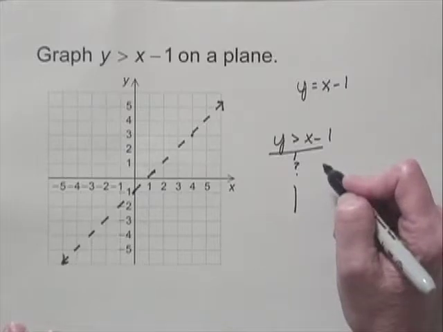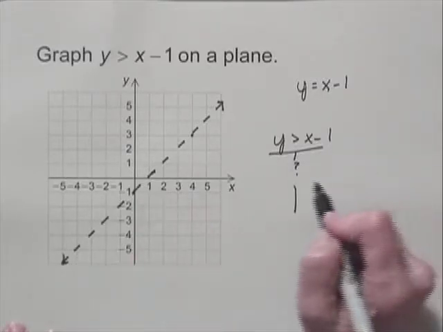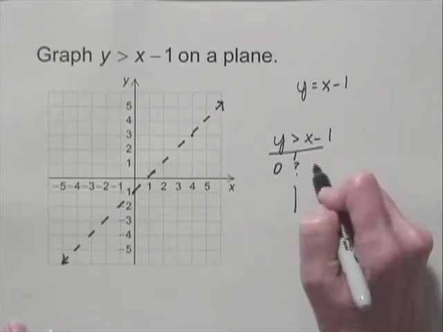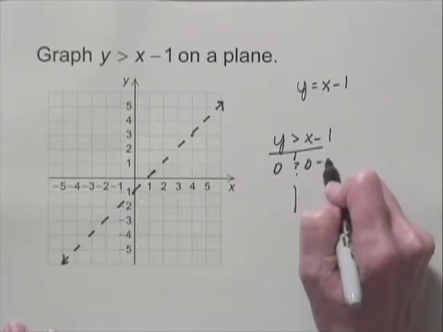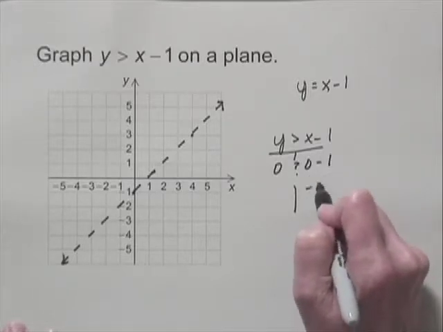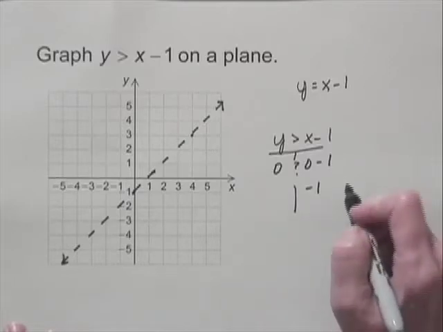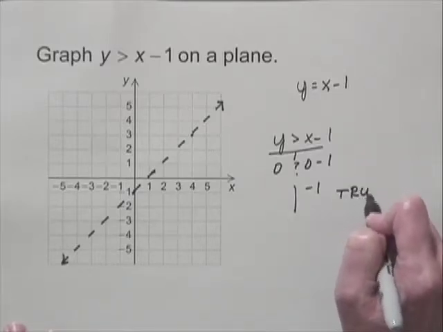A point that's usually very easy to test is the point 0, 0, and it isn't on the line. So let's substitute 0 for y and 0 for x. On the right-hand side, I have 0 minus 1, or negative 1. 0 greater than negative 1 is a true statement.